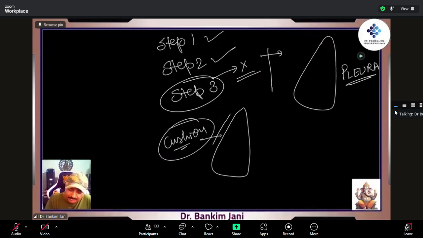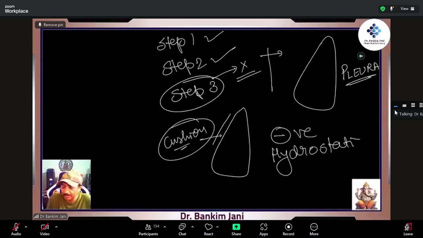It is a narrow space, a small, semi, thin, layered space. But this space is very narrow. So the basic purpose of pleura is to create negative hydrostatic pressure. Okay. Hydrostatic pressure.